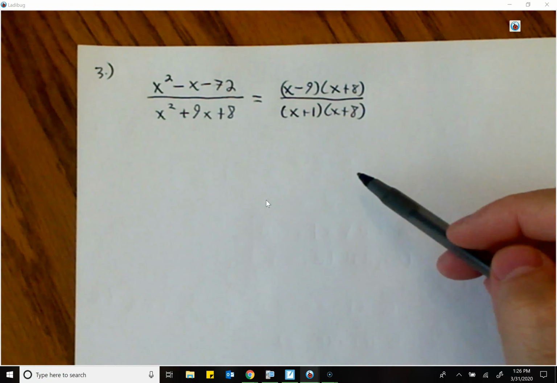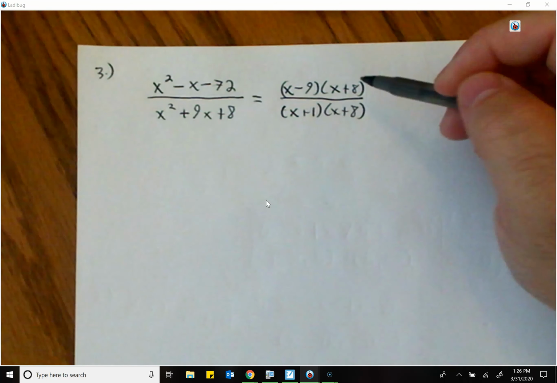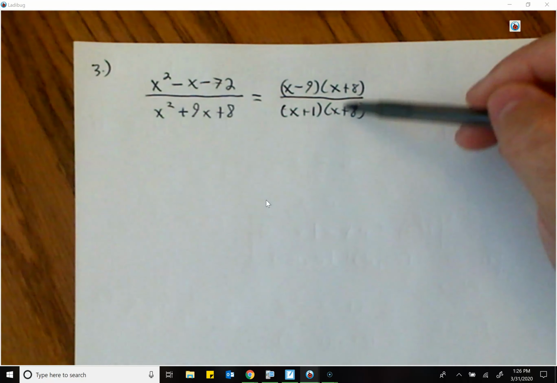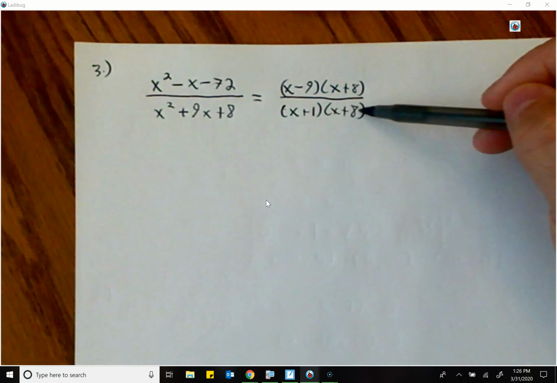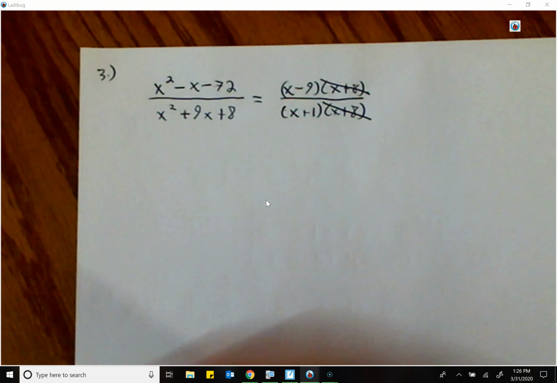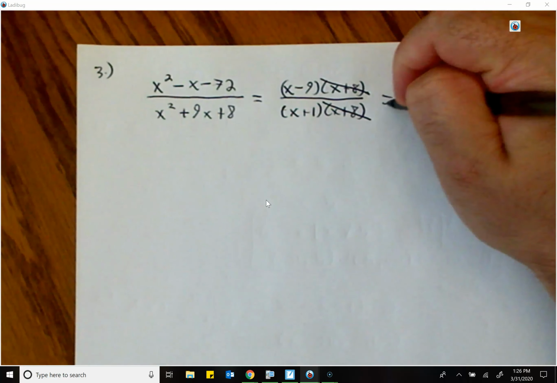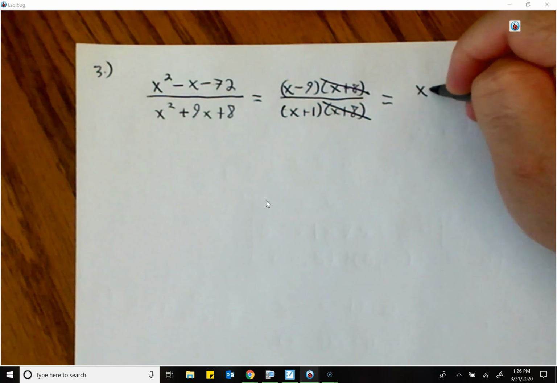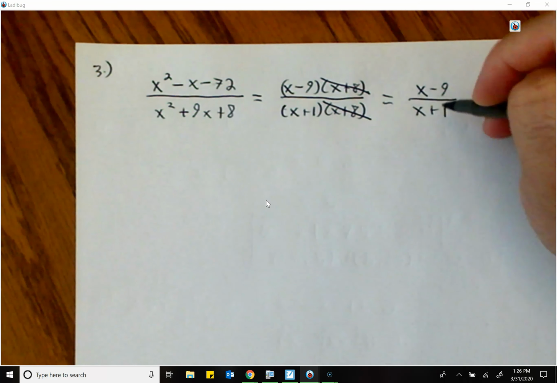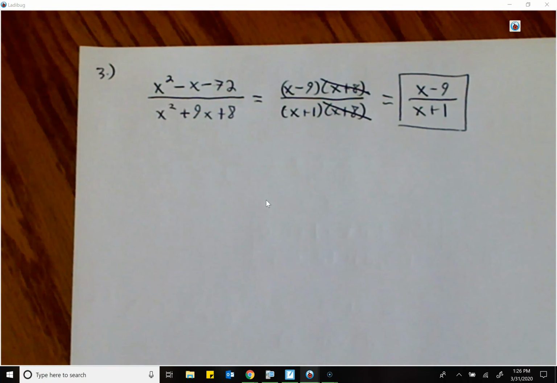So now that everything's factored, all we do is we look for what's in common from the top to the bottom. And you can see that this family right here, this x plus 8 matches the x plus 8 that's in the bottom. So these are the two families that are going to get canceled out because they're the same from the top to the bottom. Now all we do is write down what we have left. So we have x minus 9 all over x plus 1. And that's the answer they're going to be looking for.